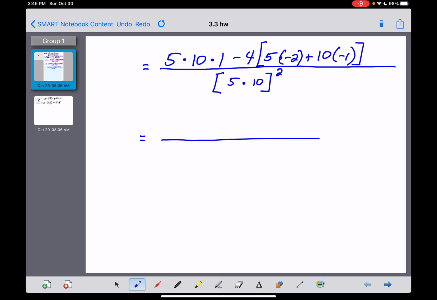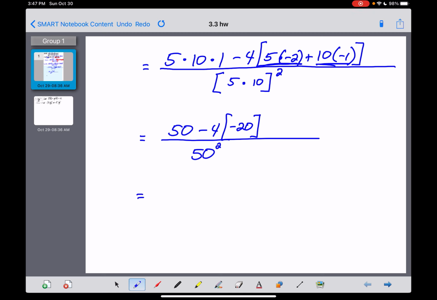The 5 times the 10 times the 1 is going to be a 50, minus 4, and I think this is going to take me a step here. We're going to get a negative 10 right there, plus another negative 10. That's going to make a negative 20 in those brackets. And down in the denominator, that's a big number. 5 times 10 is going to be 50, and that's going to get squared. Whew, that's a large number.